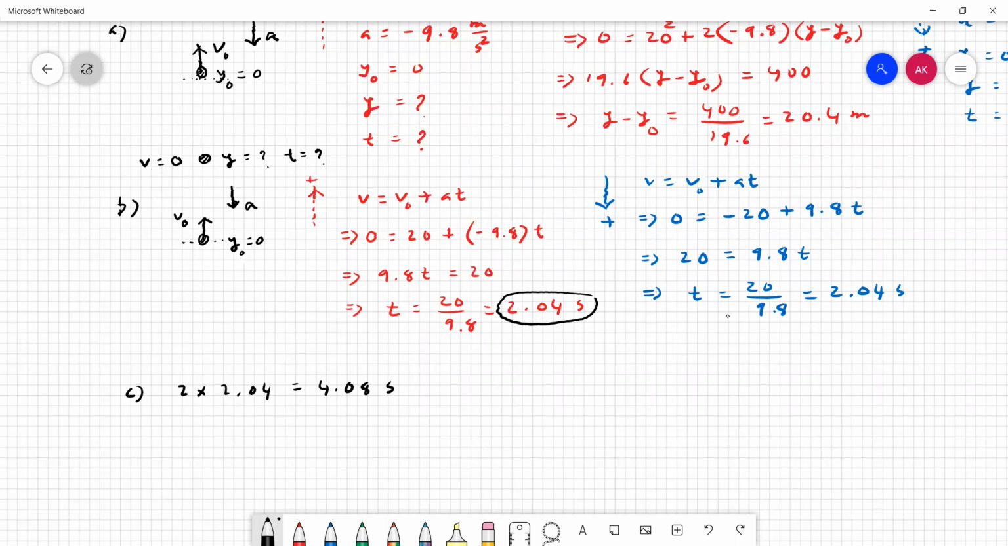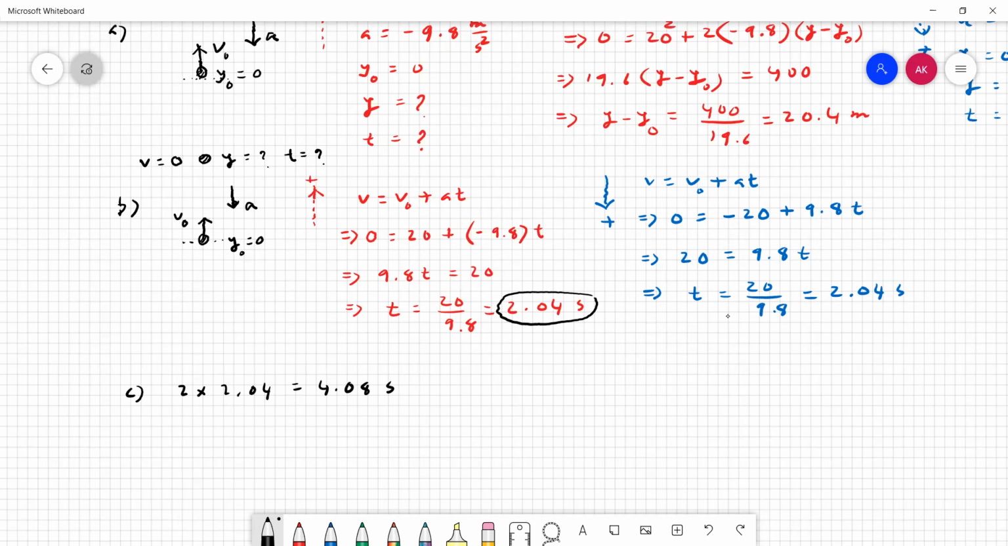While it was going up, it already had an initial velocity, and it is slowing down with a deceleration of 9.8 meters per second squared. But when it reaches the maximum height, its velocity is 0, and then it comes down and its velocity increases. In both cases, the magnitude of the acceleration is 9.8 meters per second squared.